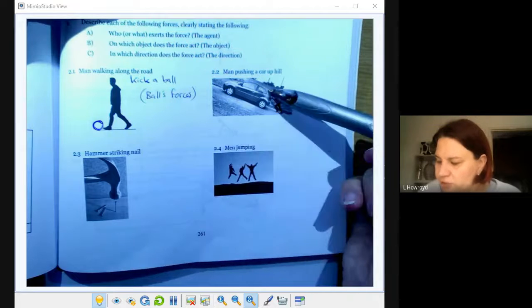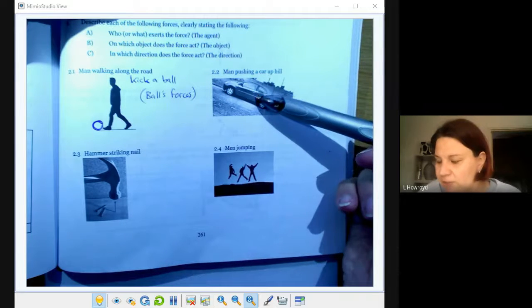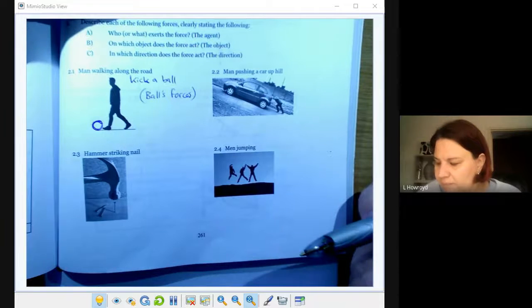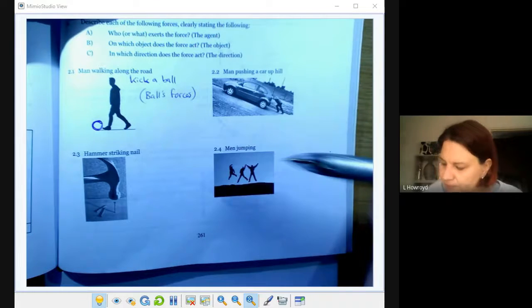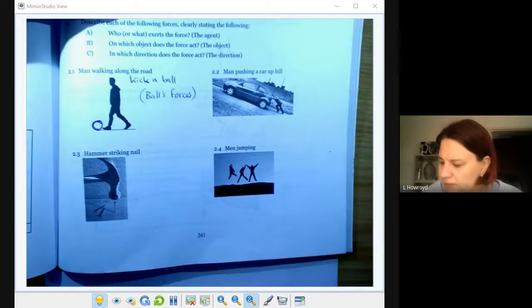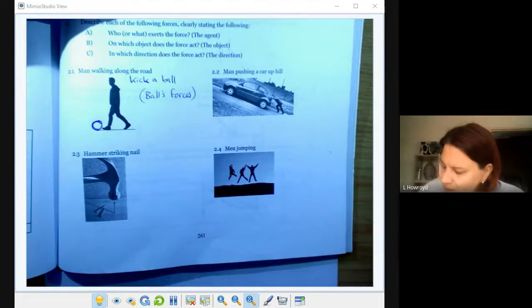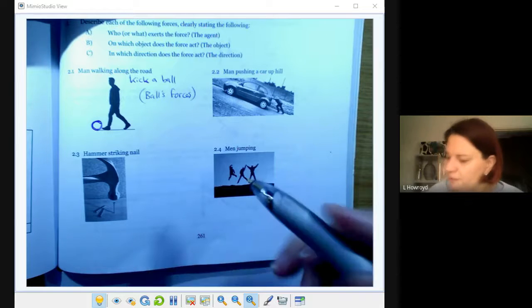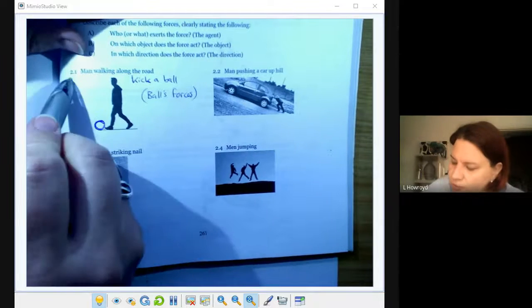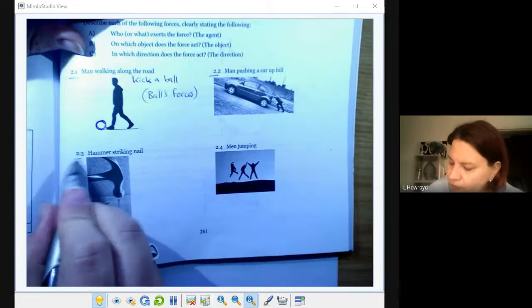The man pushing the car is fine. I want you to take note of the direction here. Okay, that's fine. The hammer striking the nail is fine. Man jumping, this is so weird. I don't know what they mean, so a man jumping on the earth, with the earth. So what can we do there for man jumping? No, don't worry about that one. Okay, just do 2.1, 2.2, and 2.3 right now.